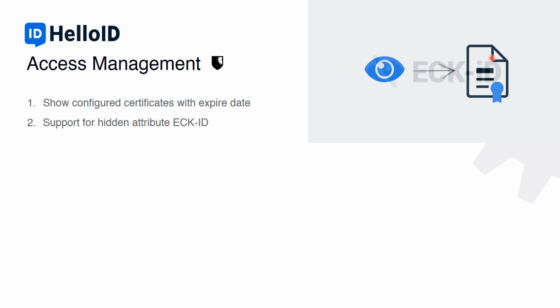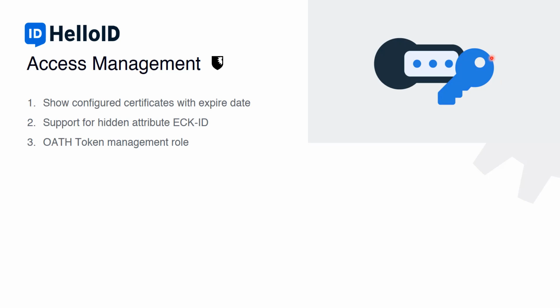Okay, we also included an ECK ID, that's for the Dutch school market. It's a hidden attribute. It's not visible in the UI, but it is in the user database. So you can use it in the mapping and in the API, but it's not visible in the UI. We also have included token management, and you have a role for that.